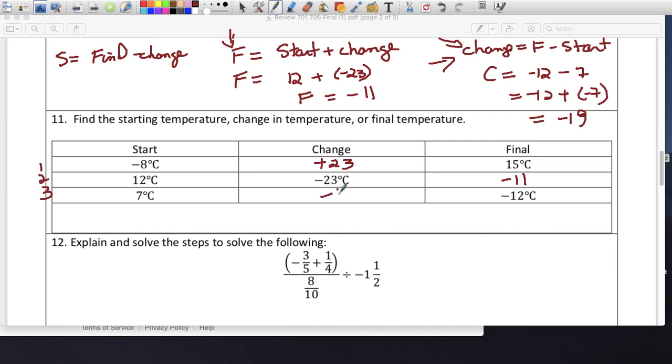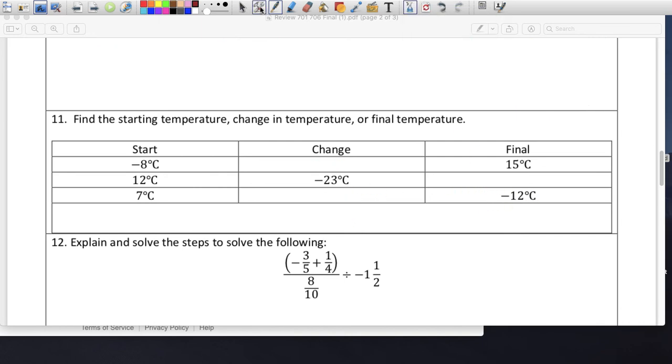Let's see if that makes sense. I'm at 7 degrees, pretty cold. It drops negative 19, and you're at negative 12. You're on the 7th floor. I asked you to walk 19 floors down. Where would you end up? On the negative 12th floor. And that kind of makes sense, yeah.